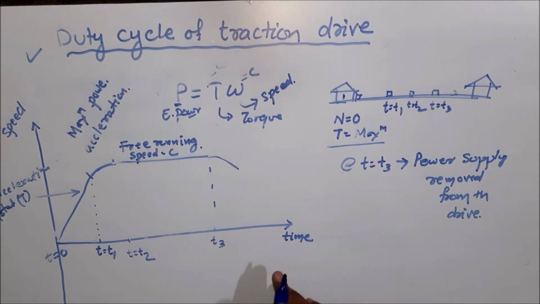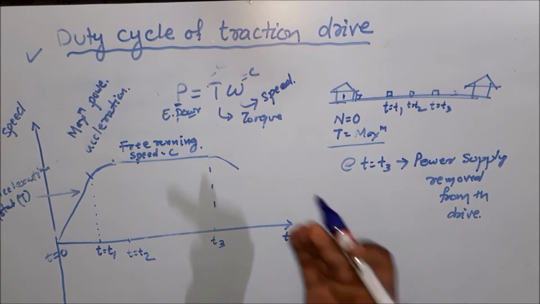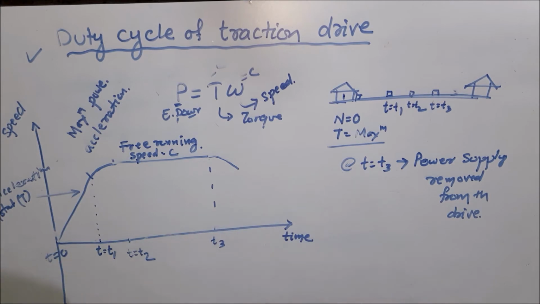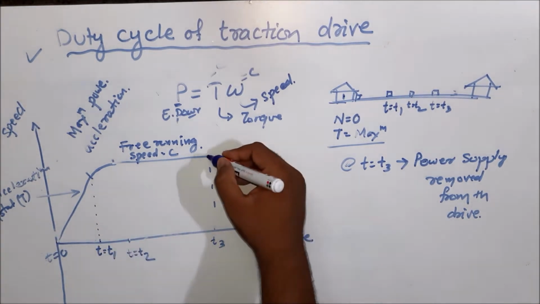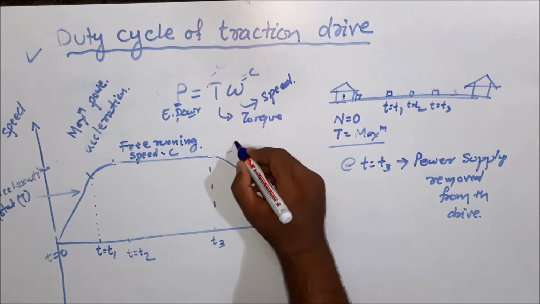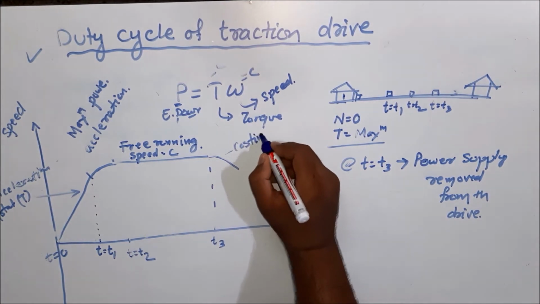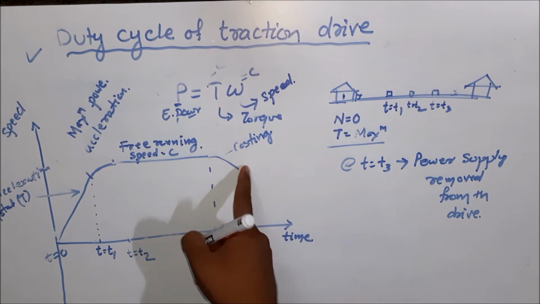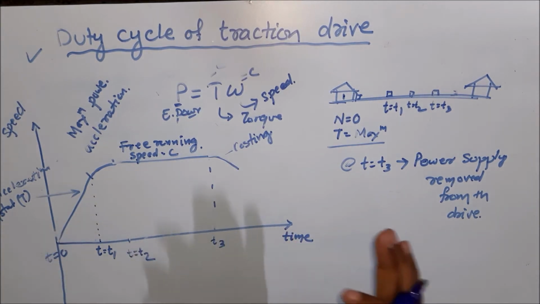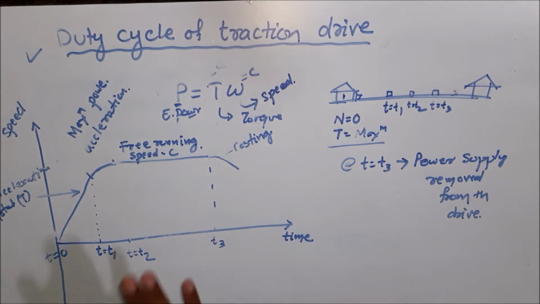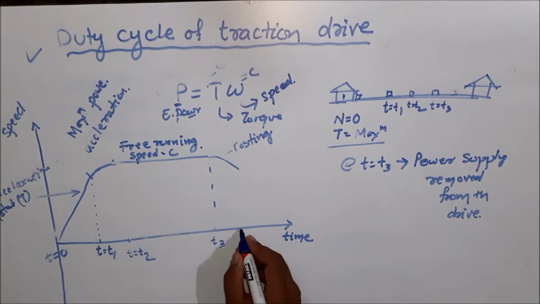At time t equal to t3, what do we do actually? We remove the power supply. As my power supply is removed, there is no input electrical power to the electrical drive. Still the motor rotates due to the inertia of the train. So this portion is called coasting. In coasting, there is no electrical power supply, and the train actually moves from one place to another due to the inertia of the train. So it reaches time t equal to t4.